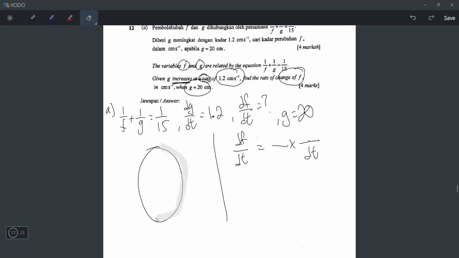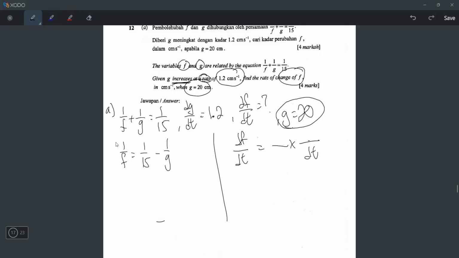Let me explain the reason why I make f the subject. Let me show you. Let's make f the subject. So 1 over f equals to 1 over 15 minus 1 over g. And then I will remove the fraction by making the denominators the same. I will take this one times 15g, so I'll end up with 15g. Then I take this one times fg, and I'll end up with fg. And then I times 15f, I'll end up with 15f. The reason I'm doing this is so that the denominators are all the same. Then I can remove the fraction, and then I'll make f the subject, right?